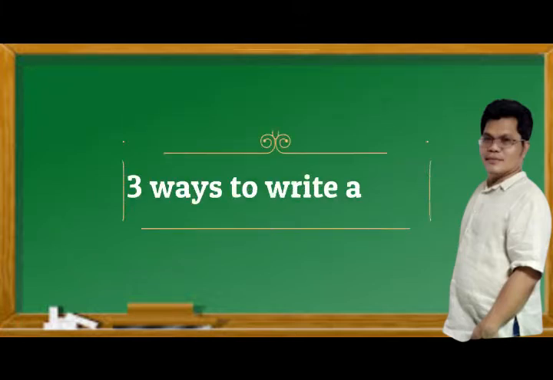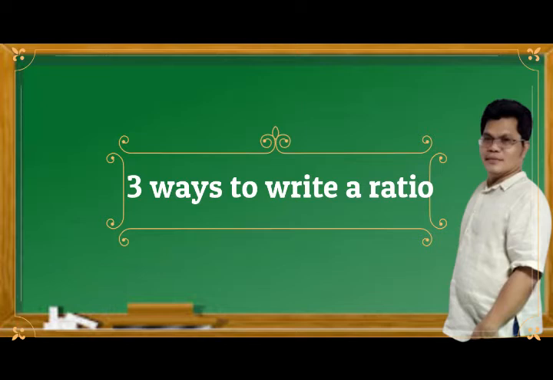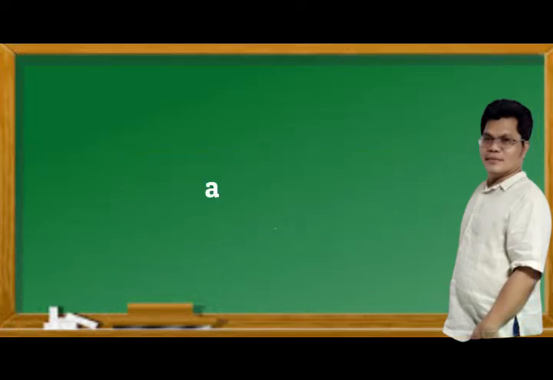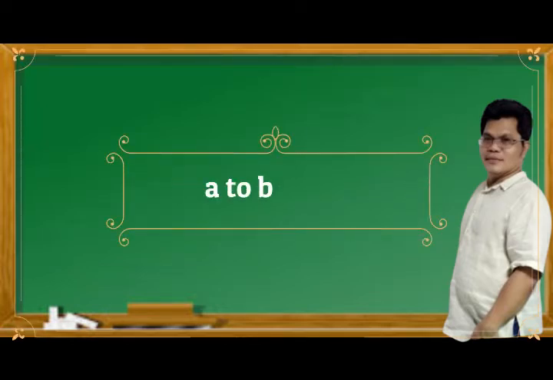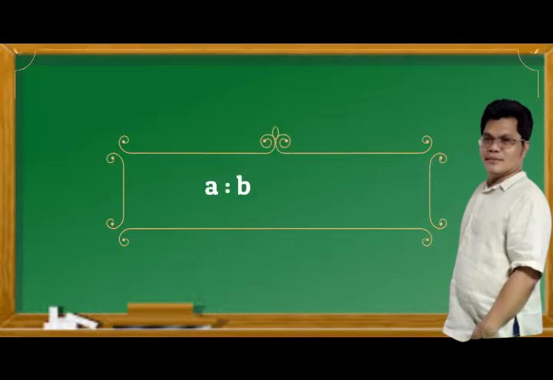Now there are three ways in order to write a ratio. The first one is A to B, the second one is A over B, and the third one is A is to B.